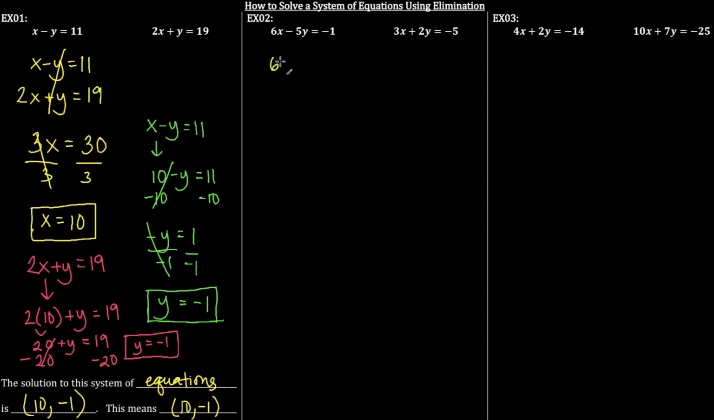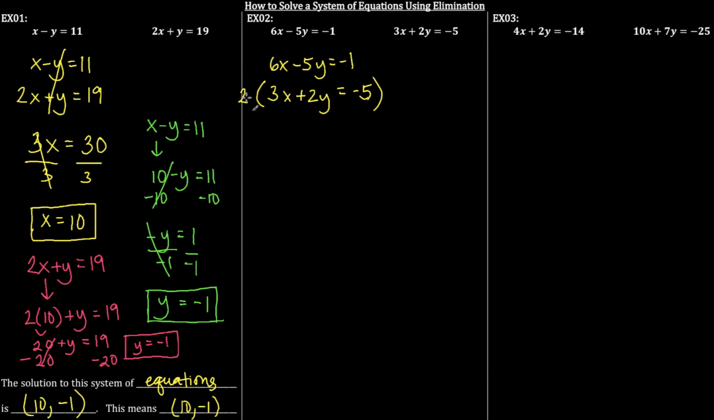I'm going to stack these. 6x minus 5y equals negative 1 and 3x plus 2y equals negative 5. Now in this case, nothing crosses out when I combine them, right? So I'm going to have to multiply here. If I multiply by 2, I will get 6x, which gets me close, but I can't put 6x with 6x. I would get 12x. I need this one to become a negative 6x, or this one right here to become a positive 5y.